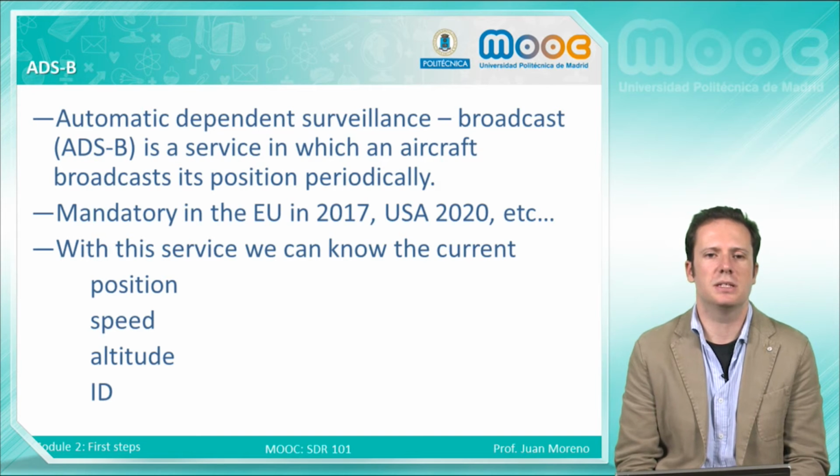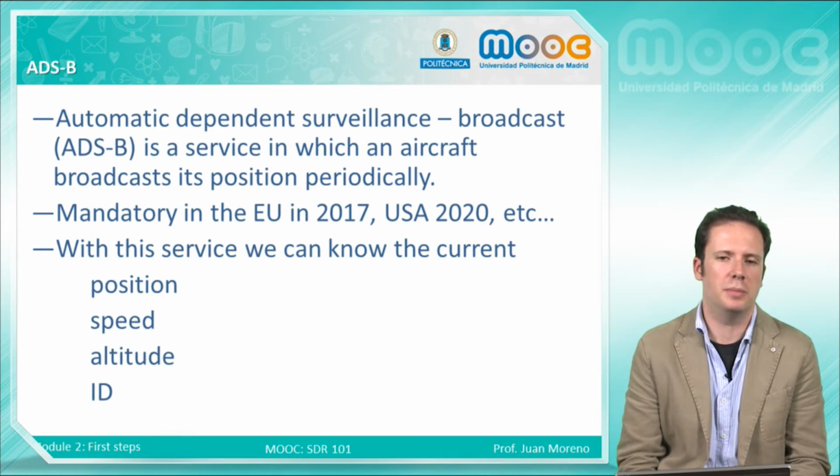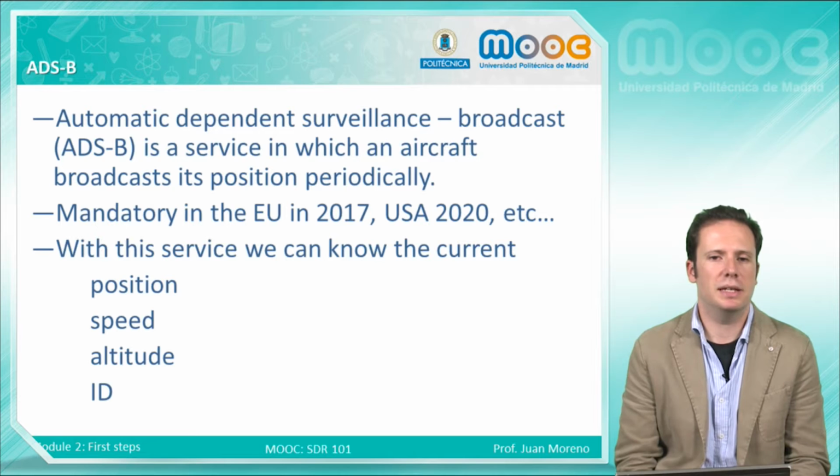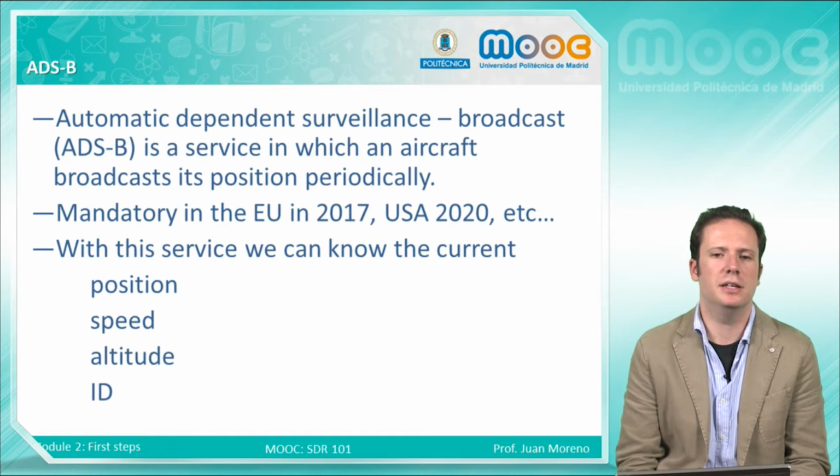This ADS-B service is a service where the aircraft broadcasts its position and more parameters periodically. It's mandatory. It will be mandatory in the European Union next year and also in the USA in 2020. With this service, we can know the current position of every aircraft and also its speed, altitude, ID, of course, and many other parameters.